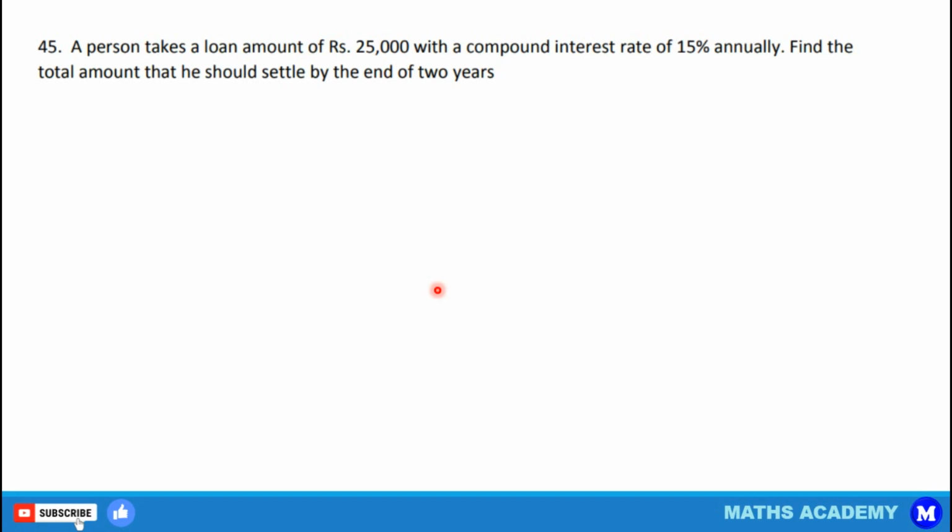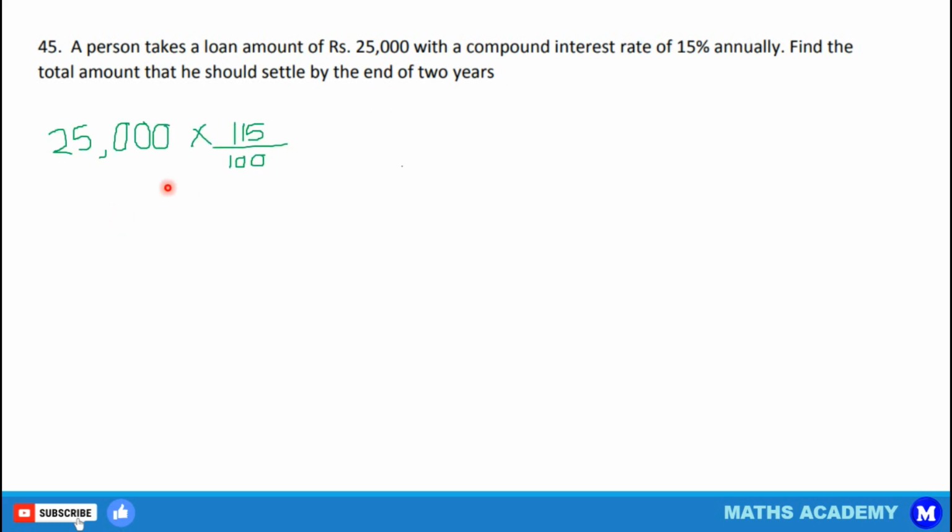Question number 45. A person takes a loan amount of rupees 25,000 with a compound interest rate of 15% annually. Find the total amount that he should settle by the end of 2 years. So now we should find the total amount that this person should settle after the end of 2 years. And the interest rate percentage annually is 15%, which means 1 year. Annually means 1 year. So now let's put 25,000. To find the whole amount, it should be 115 over 100. But to find the interest only, it should be 15 over 100. So directly let's calculate the whole amount.